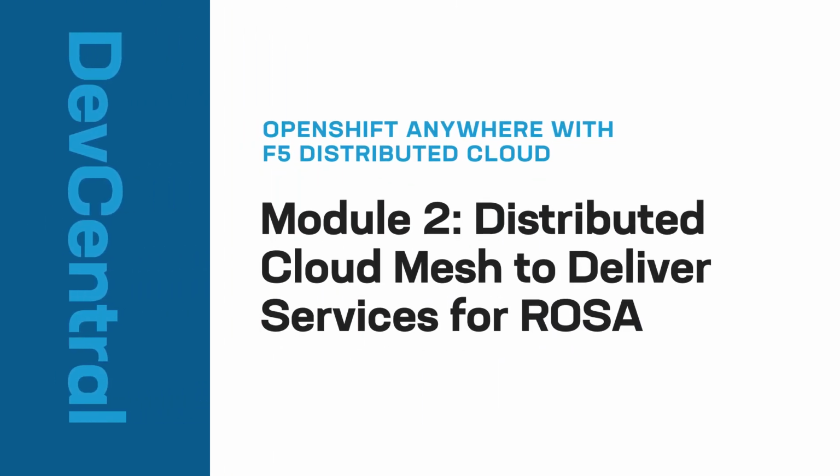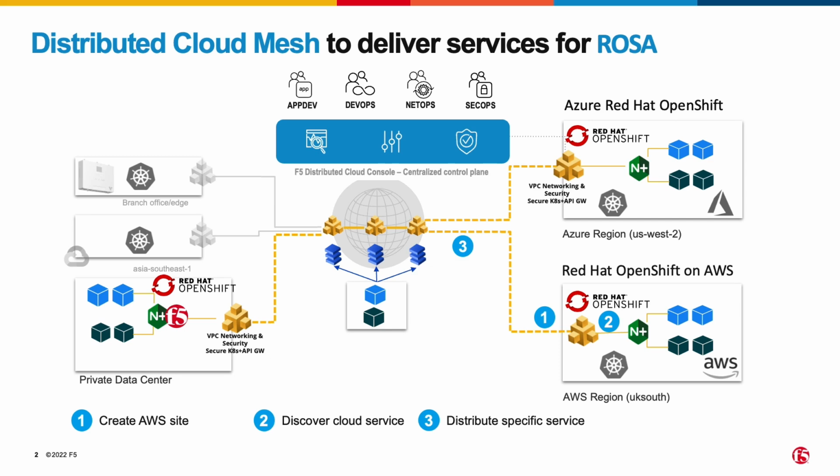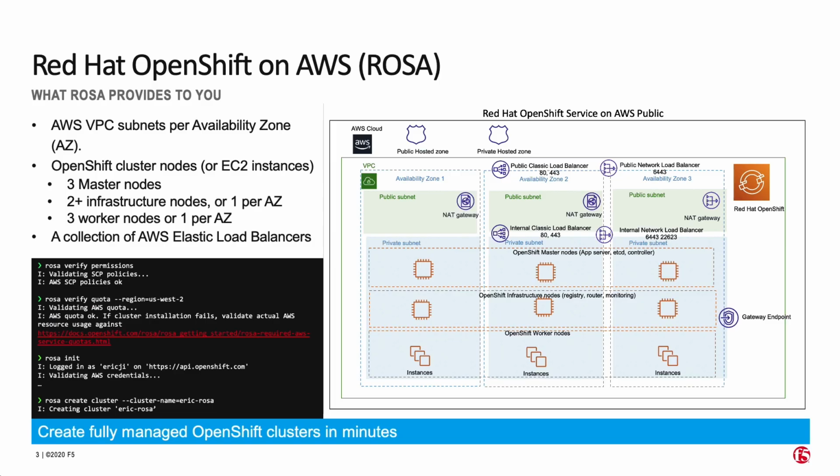Welcome to this presentation on OpenShift Anywhere with F5 Distributed Cloud, Module 2, Distributed Cloud Mesh to deliver services for ROSA. So similar setup, we are now going to focus on the AWS setup or the ROSA OpenShift configuration. In this case, we're going to create the AWS site, discover the cloud service, and finally distribute the service so that it can be accessible by end users.